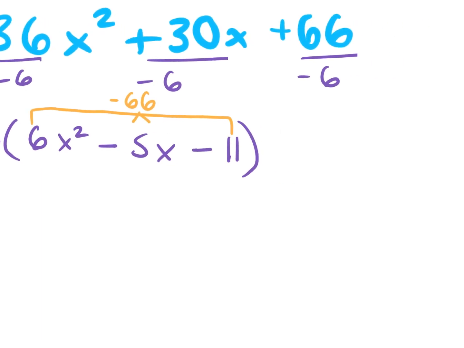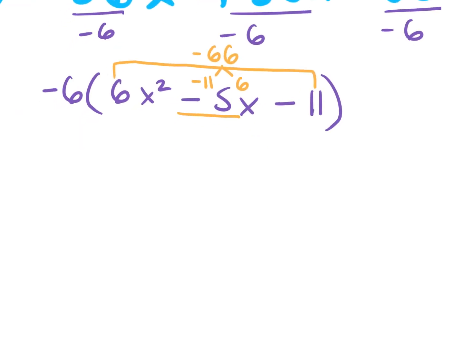Write down your factors if you need to. 66. Got 1, 66, 2, 33. Awesome. 11 and 6. Which one's negative? 11. It's negative 5, so it means the bigger number has to be negative. So here in our parentheses, we have x minus 11 and x plus 6.